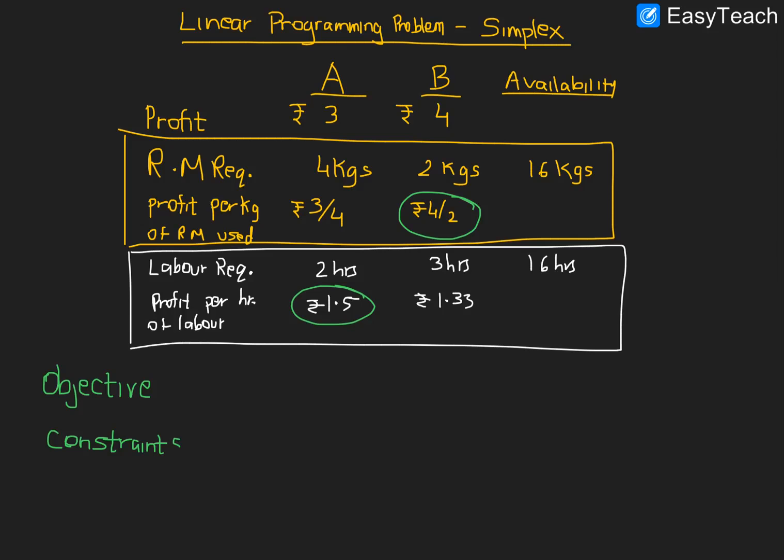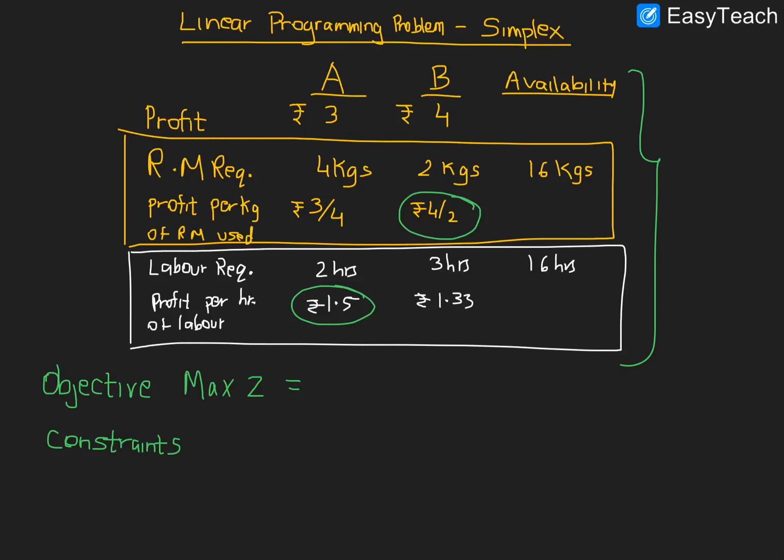Now since we are going to talk about profits, my objective is definitely to maximize. So my objective will be to maximize something called Z. Net Z is nothing but the total profit. Maximize Z. Now when I say maximize Z, I want to maximize my profit. So how much profit am I going to really make? The answer totally depends on how many units of A and how many units of B you are going to produce.